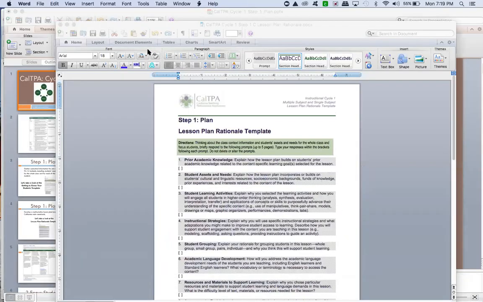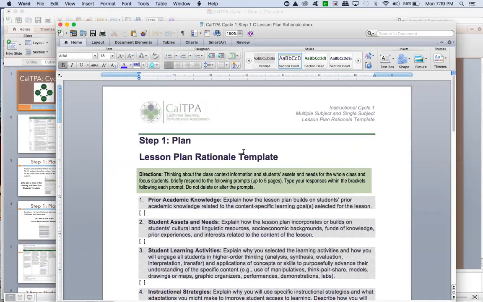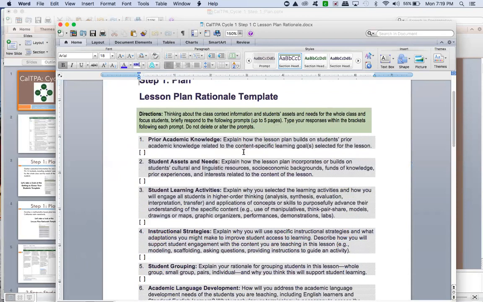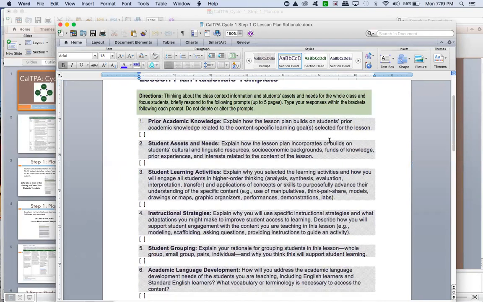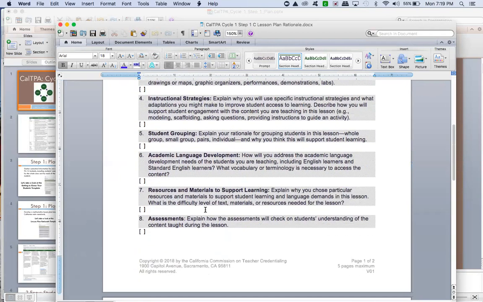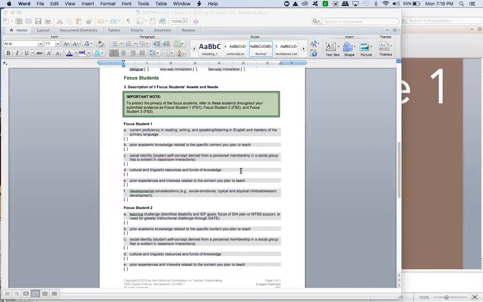So here's a lesson plan rationale that you're going to go through if we zoom in on it. This is just talking about why you went through. So explain how the lesson plan builds on students' prior academic knowledge related to content-specific learning goals selected. And you're going to walk through and fill this out for your lesson plan. So this is showing them that you've thought in detail about why you chose to use this lesson plan. So you're going to complete one of those for it.